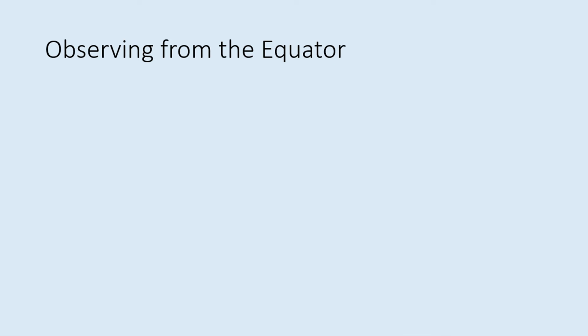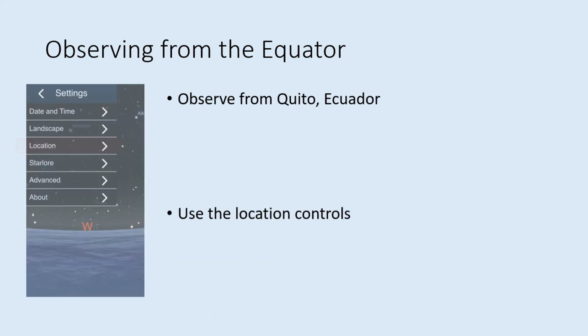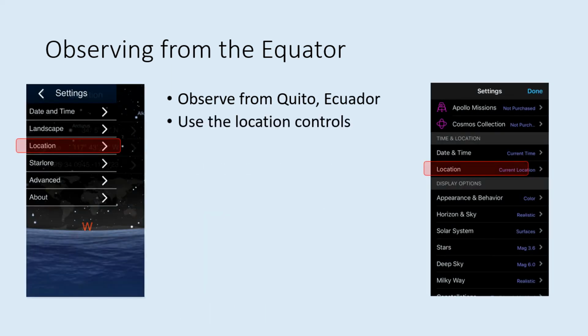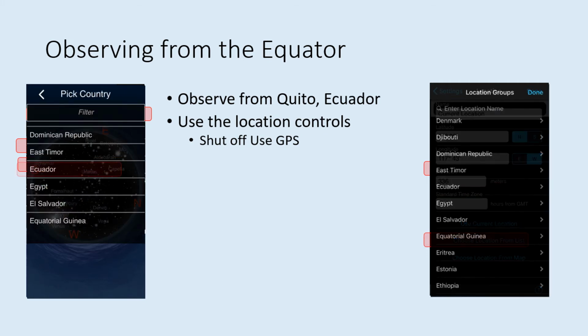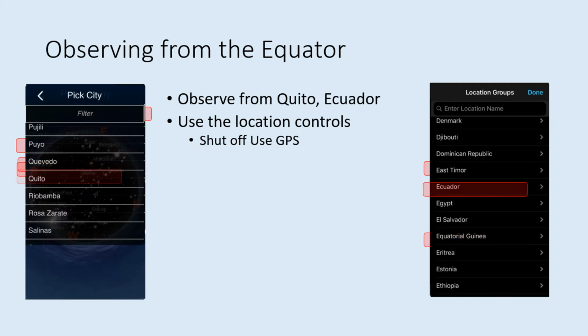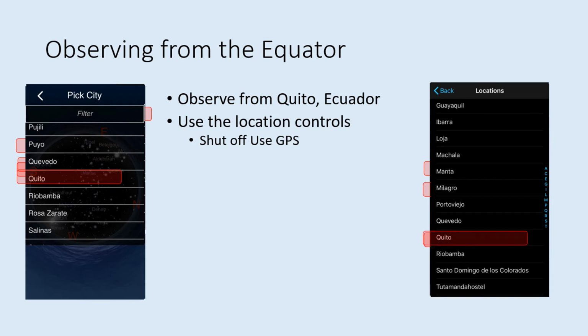Now let's see what these apps can show us. We'll start by observing from Quito, Ecuador, a city very close to the Earth's equator. Find the location controls in the app you're using. In Stellarium, you'll want to shut off the Use GPS option. Find Ecuador in the list of countries, then select Quito using the list of cities.